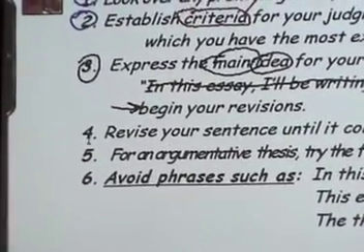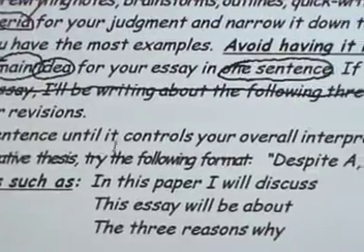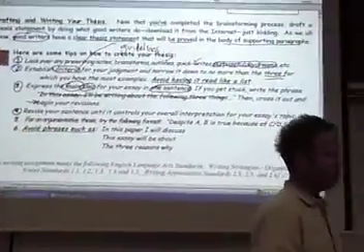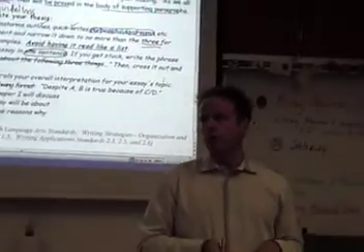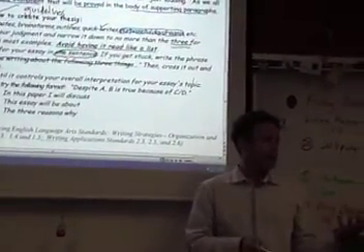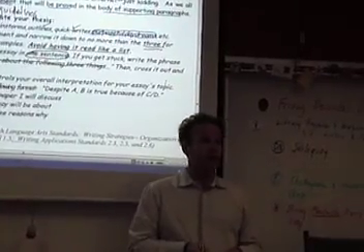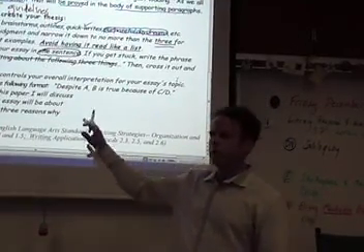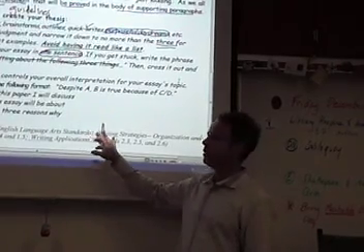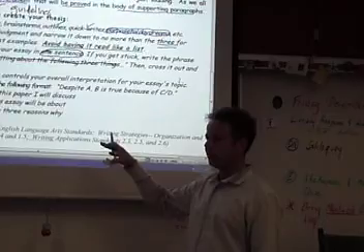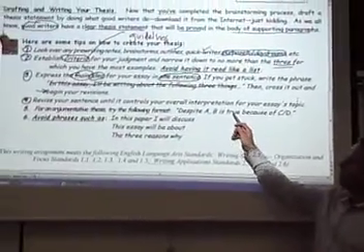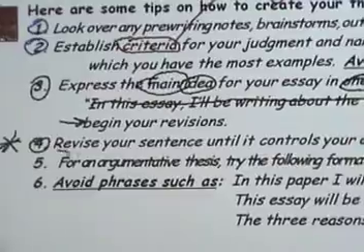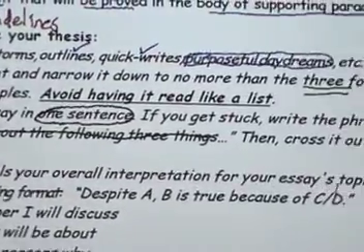Okay, Ashley, if you can read number 4 here for us. Revise your sentence until it controls your overall interpretation for your essay's topic. All right, we did this in my senior classes. The average student had 4 or 5 revisions to their thesis statement before they had what they considered their draft that was good enough to actually do their outline. Okay? And you might still revise it from there. What we'll do is we'll take one of you here, you'll volunteer, and we'll create your thesis topic together as a class. Capiche? This is a very important step right here, the revision. So, put a star by number 4. You want to revise your sentence until it controls your overall interpretation for your essay's topic.